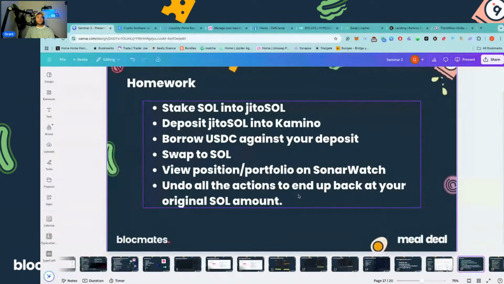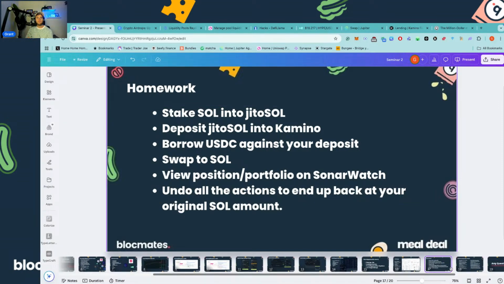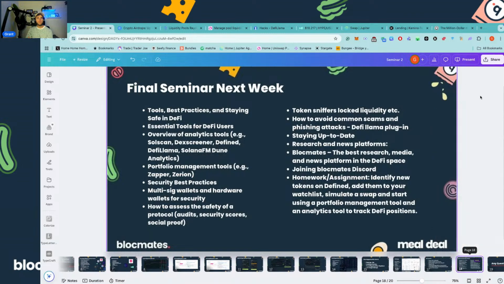All right, cool. Next week, so stake Sol, get some JitoSOL, then deposit JitoSOL into Kamino, borrow USDC against it, swap to Sol, and then undo all the positions. And as a bonus point, go on SonarWatch and find out how to see all your positions once they're in the positions where they should be. So yeah, anyone who needs to, take a screenshot of that or just watch that slide back. And then next week, final one, I'm going to take some long needed time off for Christmas.